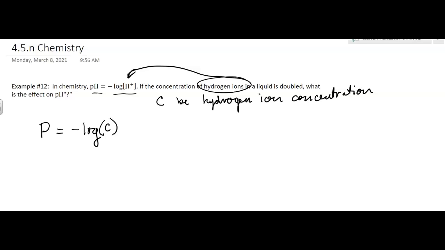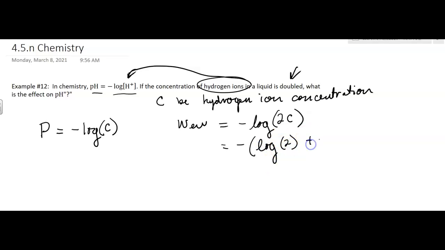Okay, now new situation. We want to double the concentration. So now we're going to have some kind of new pH balance, and it's going to be the opposite of log 2C, okay, because we're doubling the concentration. All right, we know we can split that up. So that's what we were working on with our rules.